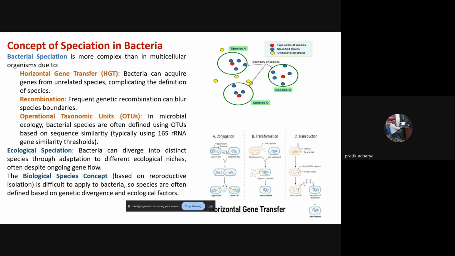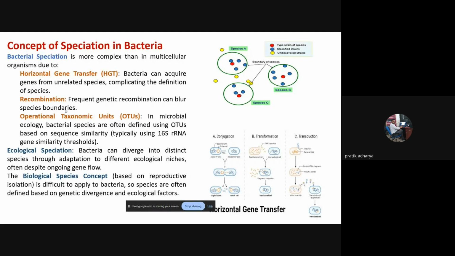Recombination and OTU, operational taxonomic unit, that means sequencing data using a 16S rRNA gene similarity threshold. These are responsible for bacterial speciation, and this bacterial speciation we'll discuss in the last slide because it has great importance.